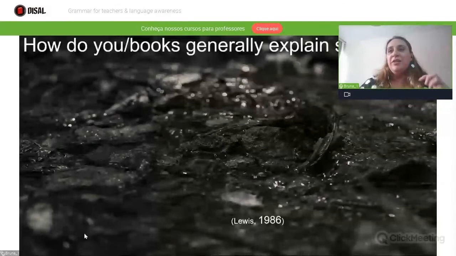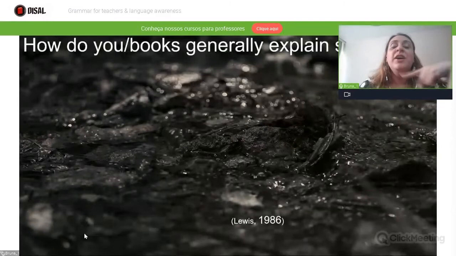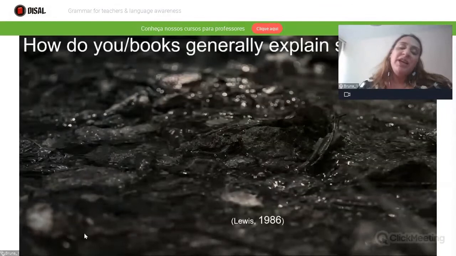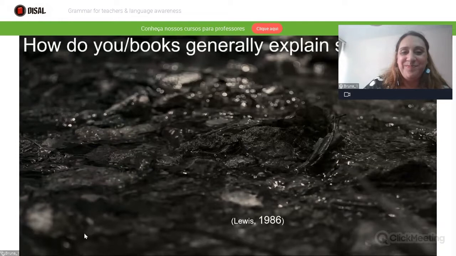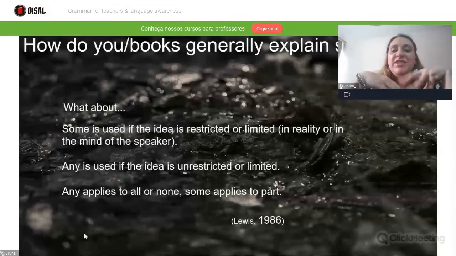So Luz from the English Verb, this is the book where I got it from, suggests something different. Of course, you cannot use this with any level because you might confuse your students more than clarify. However, this explanation would be true for all cases, let's say.